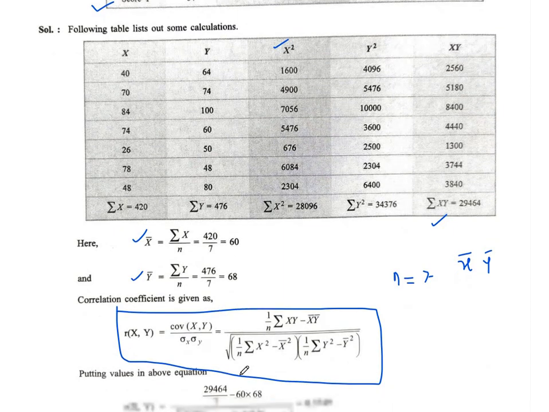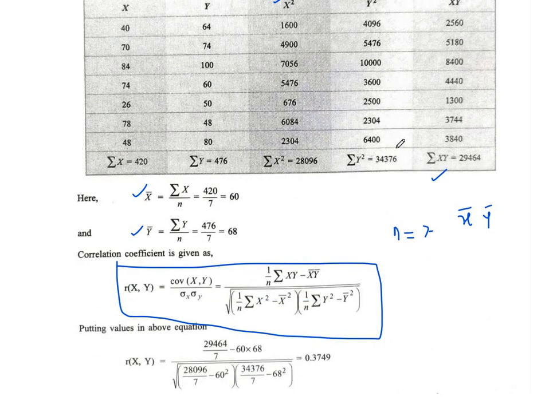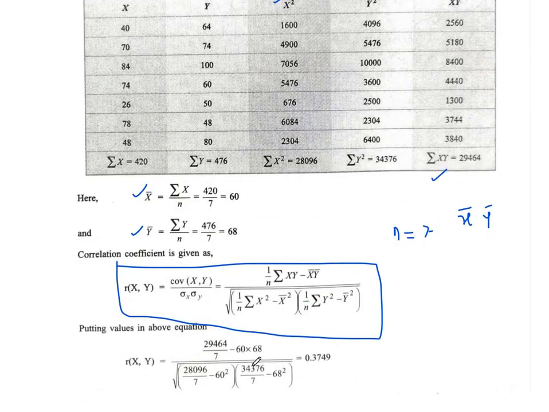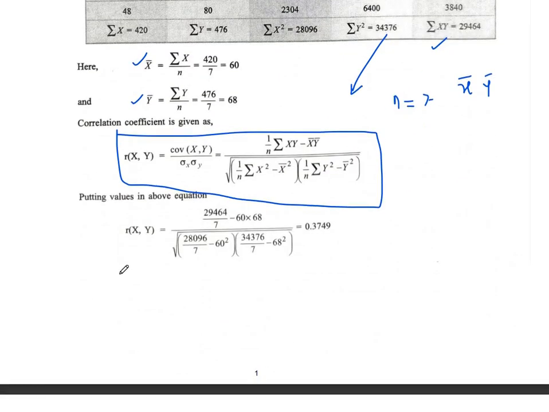Similarly, we have to find the x bar square. So x bar is equal to 60, so 60 square. Then again we have to take the square of y values and the summation of that, summation y square. That comes out to be 34376. So here 34376 divided by n. We don't have to take the square of that again; we have already taken the square, so directly that value is used here. And minus y bar square. Y bar is 68, so 68 square. Only these values you have to put in the formula, and then find the correlation coefficient.